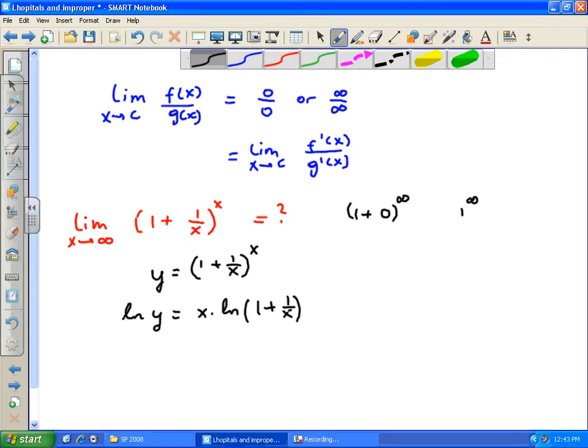Now let's see what happens. If you were taking a limit as x goes to infinity of both sides, what would you have on the right-hand side? x, that's going to infinity, times ln of 1 plus 1 over x. What would that be? Ln of, as x goes to infinity, first look at the inner part, 1 plus 1 over x. Where is that going towards?